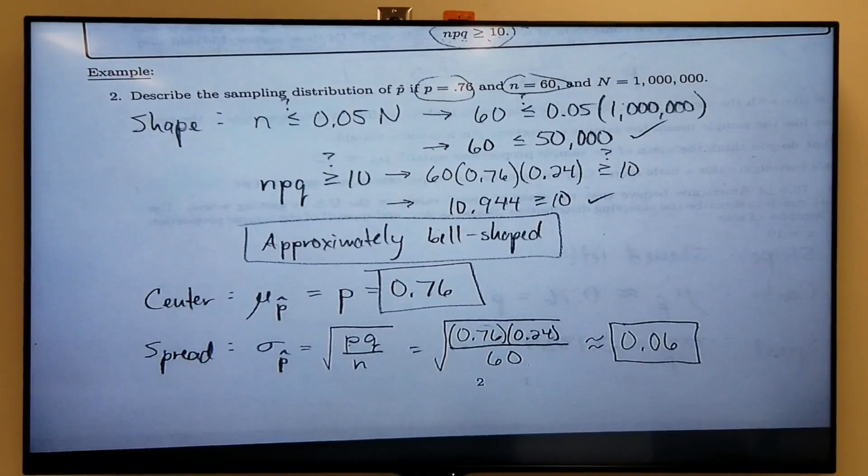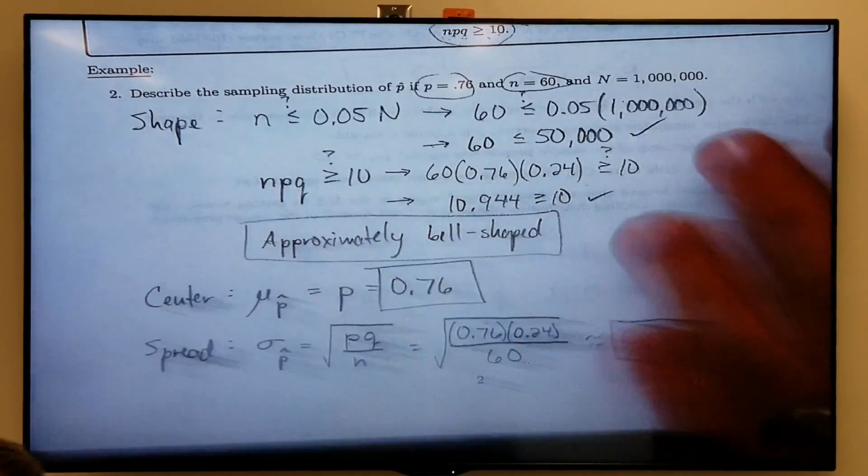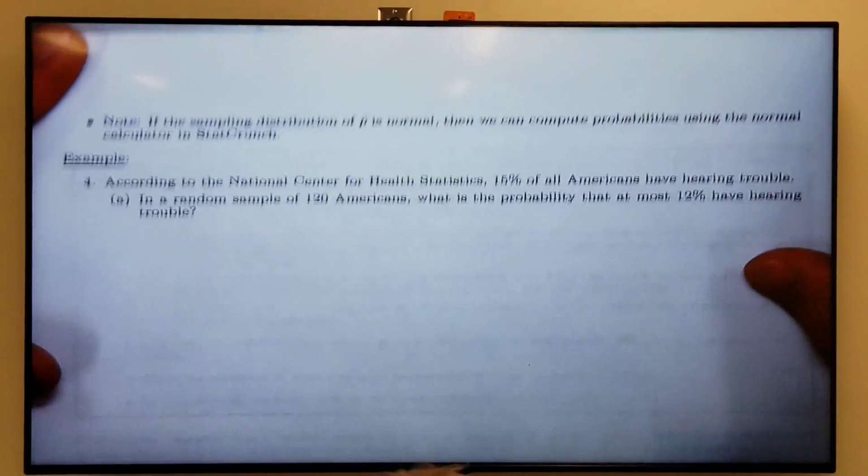All right, so moving on to page 3. So this is 8.2, page 3. Last page of this section.